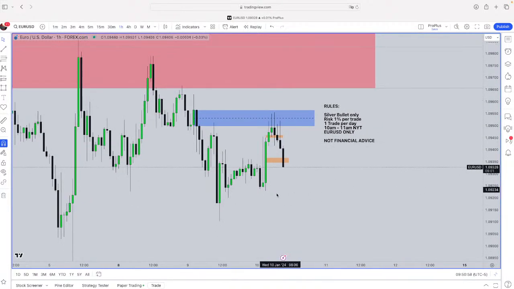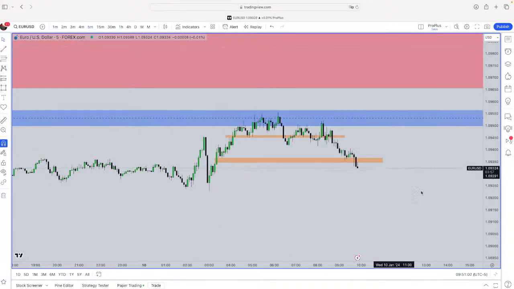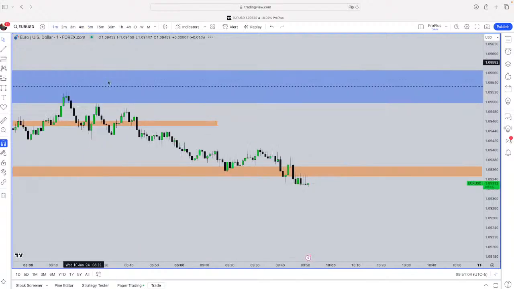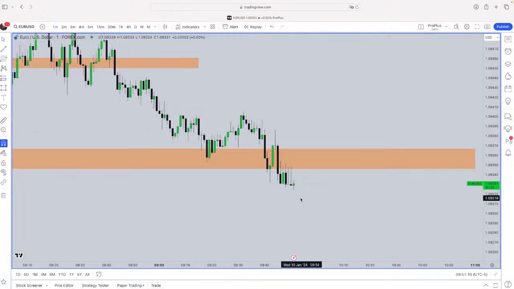But yeah, next draw on liquidity down here. Nothing else on the 5, so we look on the 1. It is slowly becoming an inversion fair value gap up here. So we shall see.